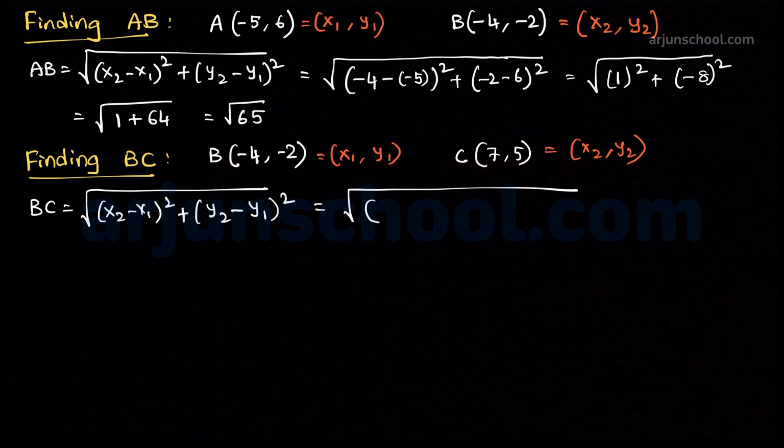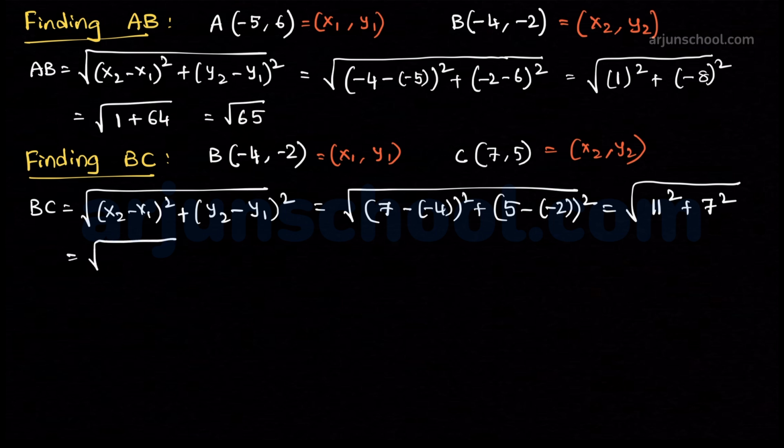Root over (x2 is 7 minus x1 is minus 4) whole square plus (y2 is 5 minus y1 is minus 2) whole square equals root over (7 minus of minus 4 is 11), 11 square plus (5 minus of minus 2 is 7), 7 square. 11 square is 121. 7 square is 49. Root over 121 plus 49 is 170. Therefore, length of the side BC is root over 170 units.